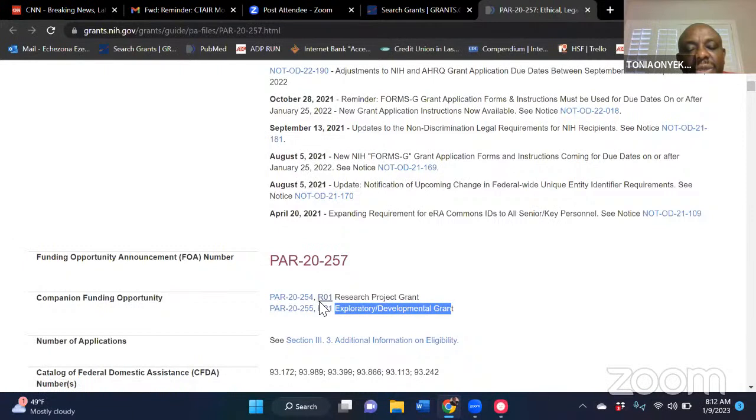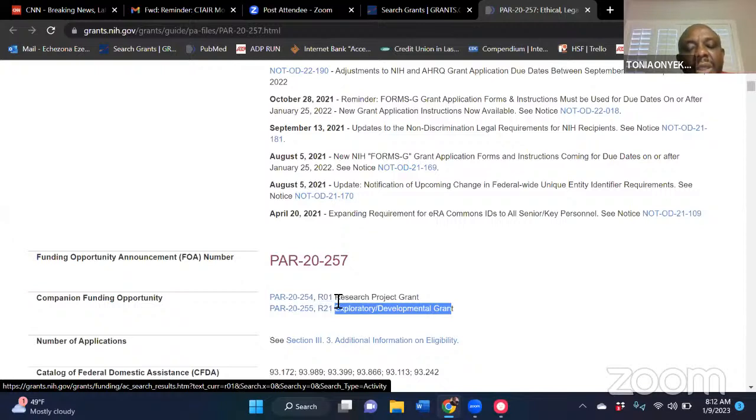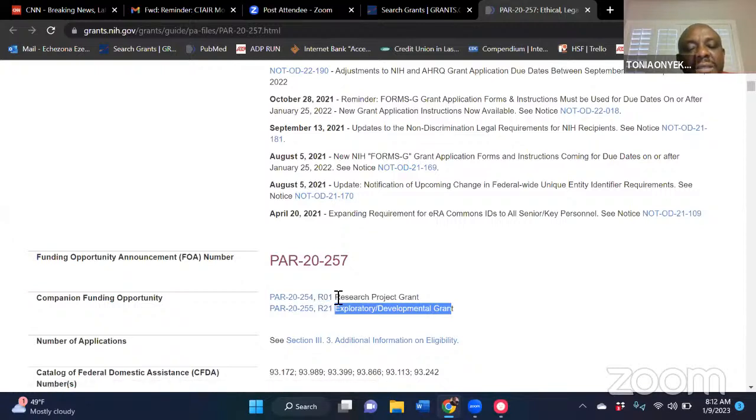You cannot have not done any publication, no grants, nothing, and apply for an RO1. You're wasting your time because an RO1 requires preliminary studies that have been published. So that's one of the things about it.